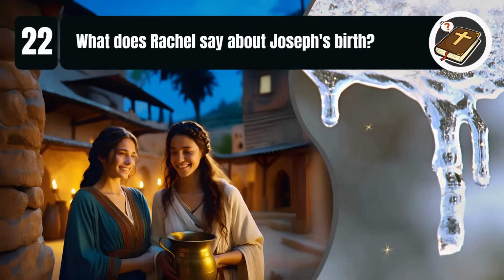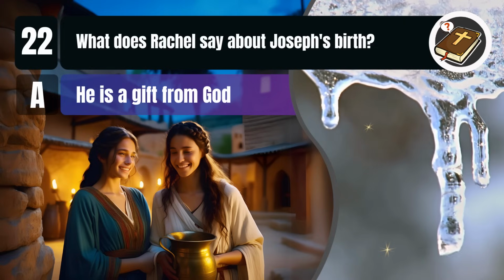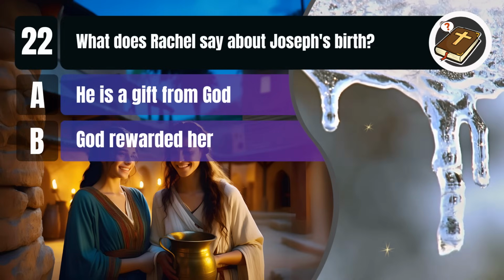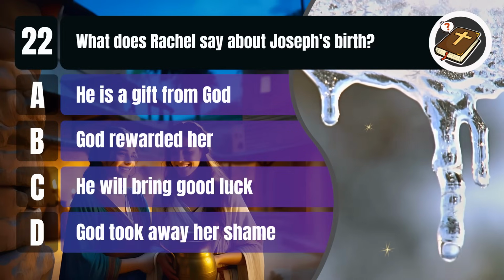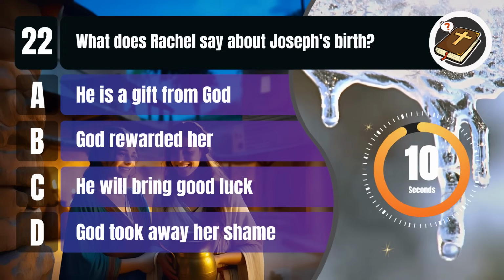Question 22. What does Rachel say about Joseph's birth? A. He is a gift from God. B. God rewarded her. C. He will bring good luck. D. God took away her shame. You get 10 seconds.